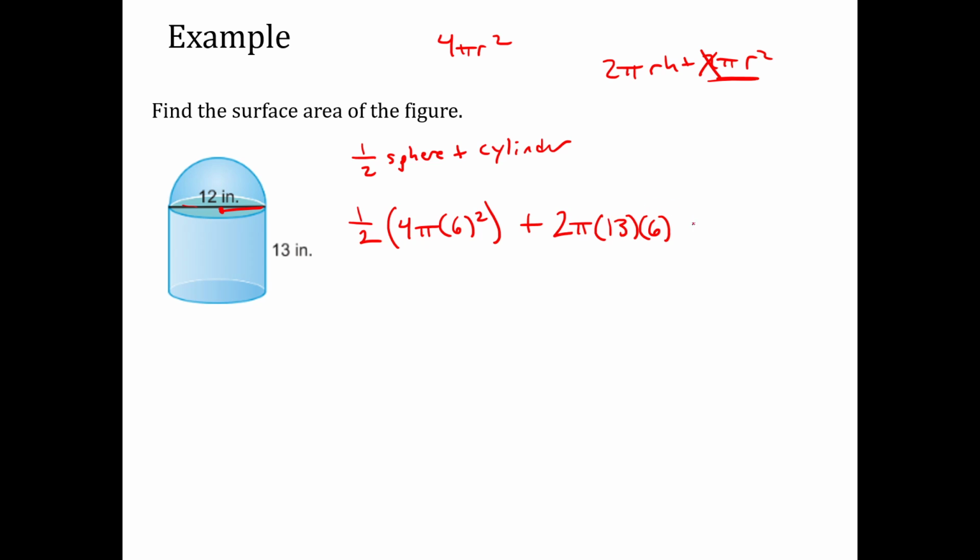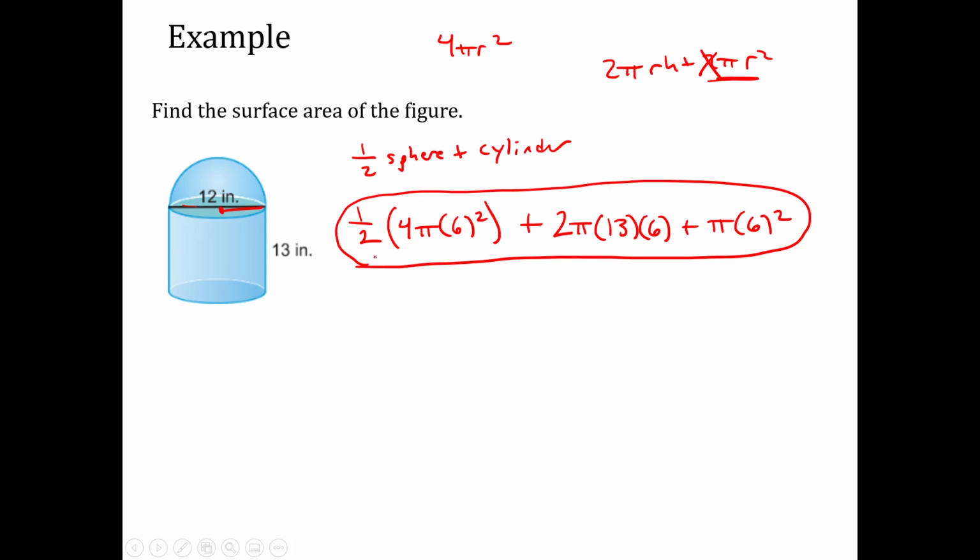I switched the radius and height, but it doesn't matter because we're just multiplying. All right, and we would calculate this out. All of that would give us our answer. So sometimes you just need to adjust your formula a little bit based on what's exposed or not exposed, and that just takes a little practice.